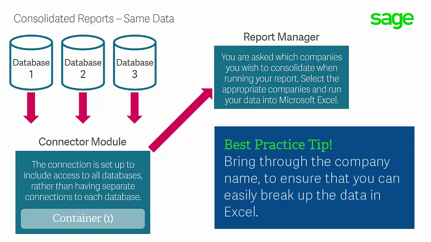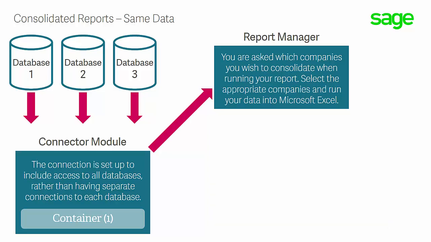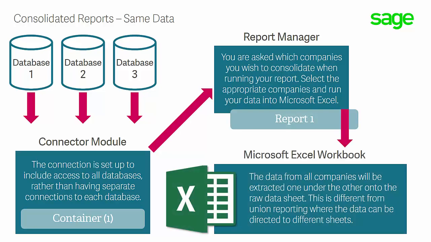bring through the company name, because if you bring through just GL accounts information from 3 separate companies, but don't have any way to identify which company these GL accounts belong to, it's going to be very difficult to break up the data in Excel later. So, ensure you bring through a field like the company name that helps you to differentiate which data is coming through from which source. Once you do this, it will run through into one sheet.